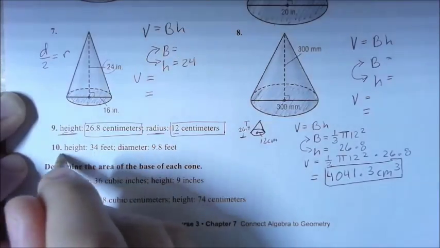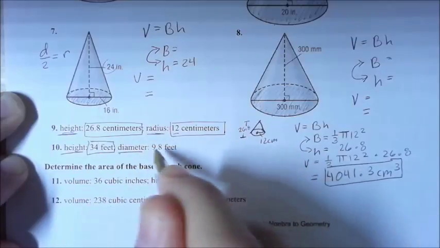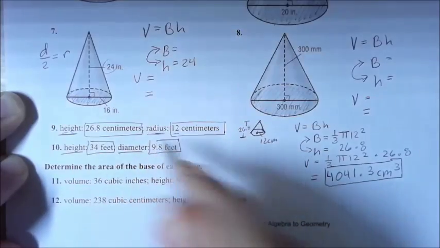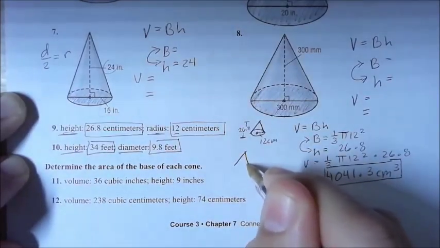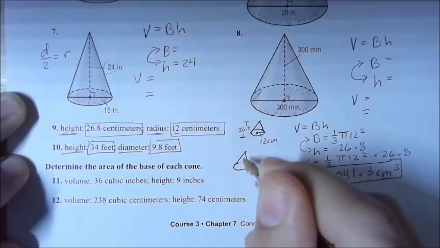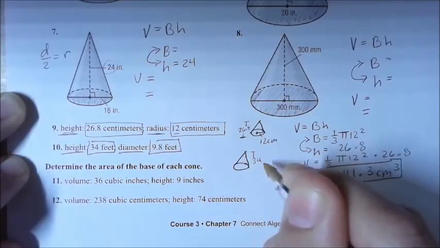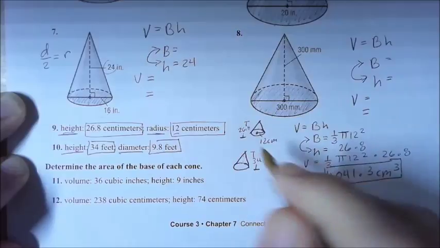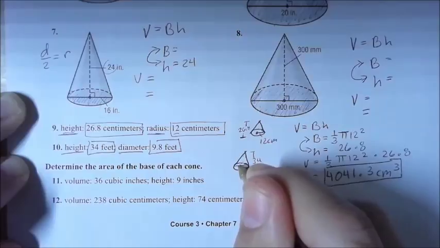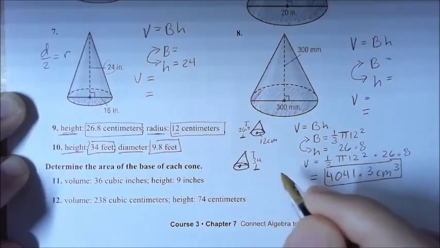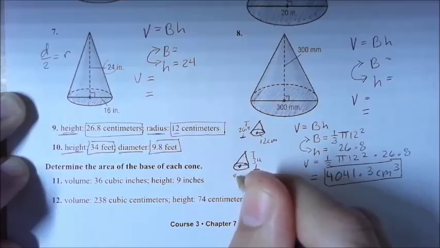Number 10, underline height, box are 34 feet, underline diameter, box are 9.8 feet. So we need to draw another one of these to represent those values. So our height up and down is going to be 34 feet. Our diameter goes all the way across, and it's going to be 9.8 feet.